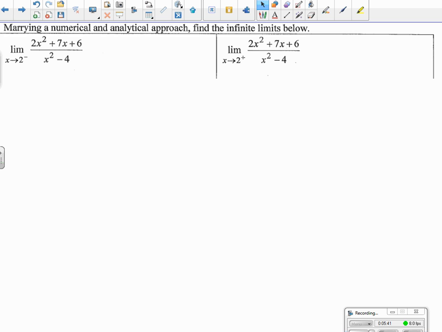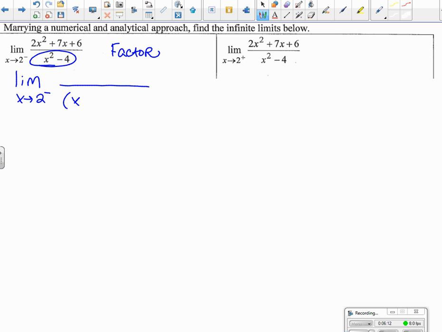So now let's look at marrying a numerical and analytical approach to finding the limits. Not always do we have the graph to just view and look at, but we should be able to take a limit and break it down, or take a function and break it down algebraically. One of the first things that is a good try is to factor. The reason I say factor is because if I put in 2 into this function, I get 0 on the bottom. So I'm going to try and factor and just get a glimpse of what's going on in a little more detail with this.